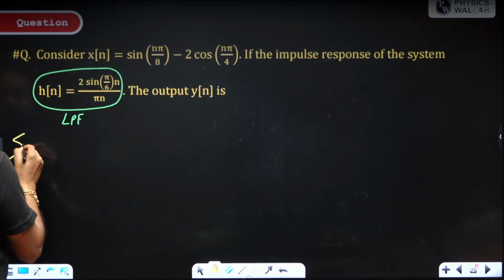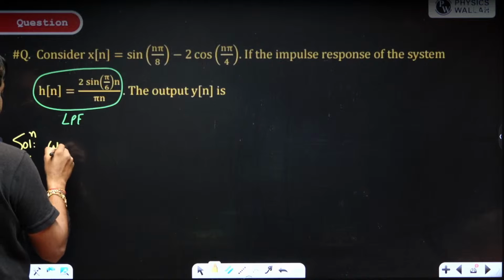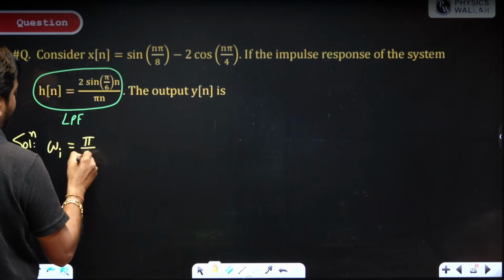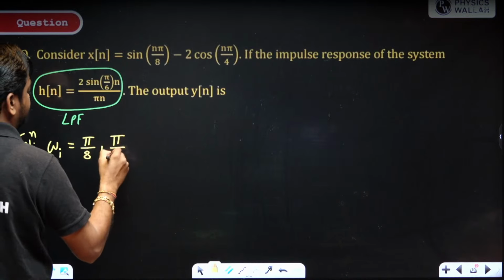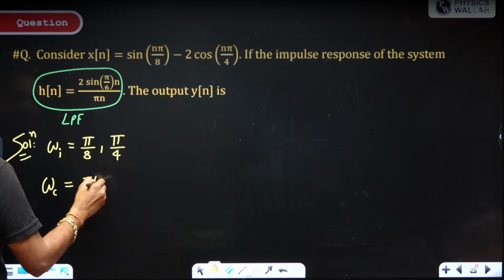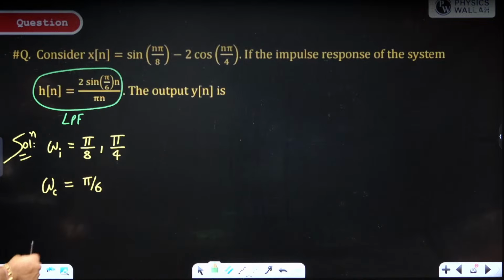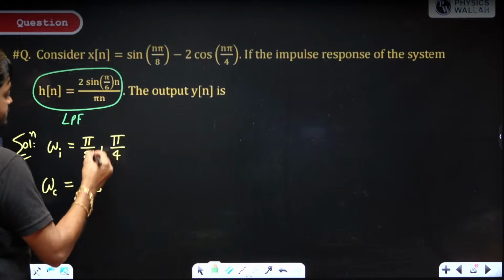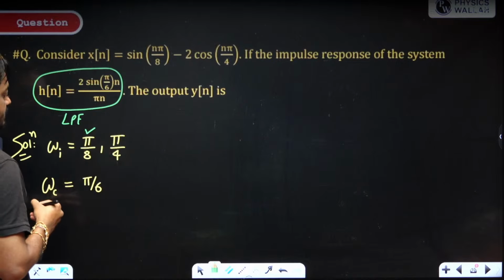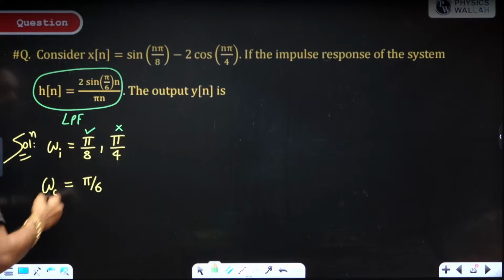Now see here. So what about the input frequencies? Input frequencies are pi by 8 and pi by 4, guys. And what about the cutoff frequency? So this one, cutoff frequency is pi by 6. So here, the frequencies that lie between 0 and pi by 6 will pass through this low pass filter. So pi by 8 will pass through the low pass filter and pi by 4 will be rejected by the low pass filter.